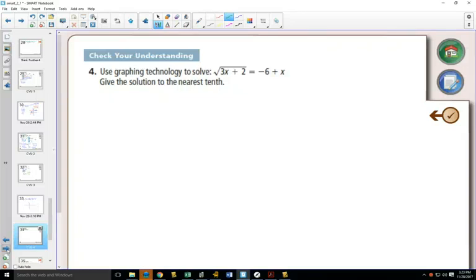This last question says use your graphing calculator. Using your graphing calculator, this is really easy. What we're going to do is put this into y1 and this into y2 and plug them in and find out if they intersect.